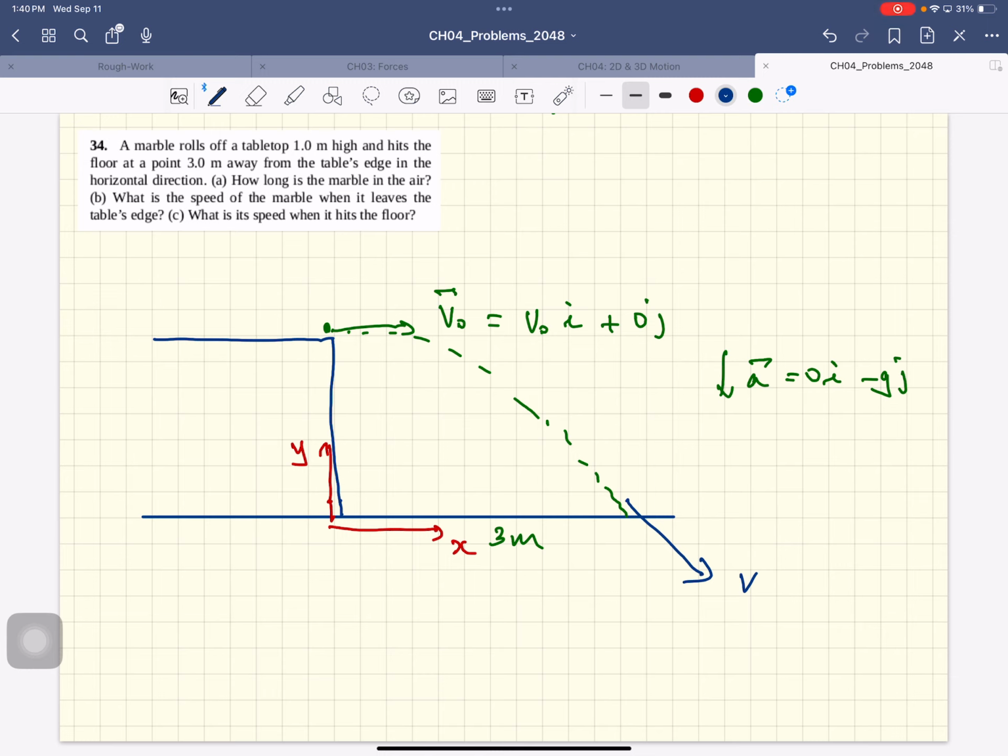So I'll do this problem in detail, and there are similar problems, but you get the idea. Again, the setup is you want to write the initial velocities and acceleration in component form. All right, so part A: how long is the marble in air? We'll do that part first.